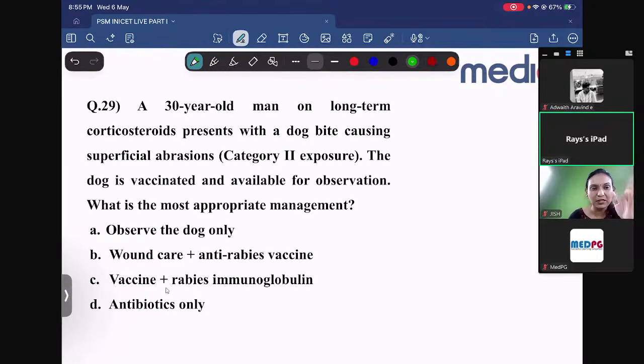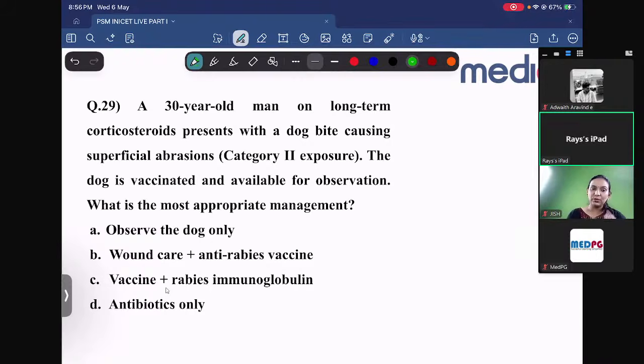That's okay. Irrespective of the vaccination status of the dog, when somebody comes with a dog bite, you give the rabies vaccine, and if needed, you give the immunoglobulin also. We cannot rely on the dog's vaccination status alone, because we are dealing with a very fatal disease which has no cure at all. If the patient gets rabies, the patient dies. So it's always better to go for the vaccine. Here they've given a category 2 wound.